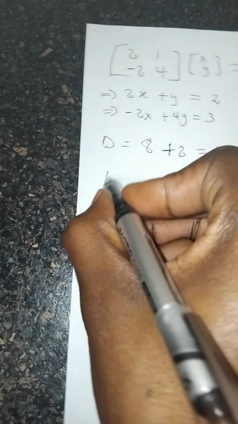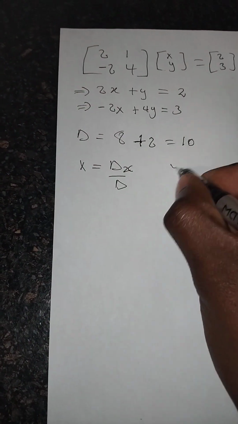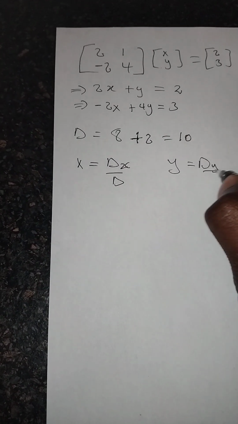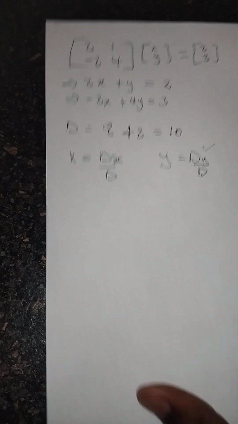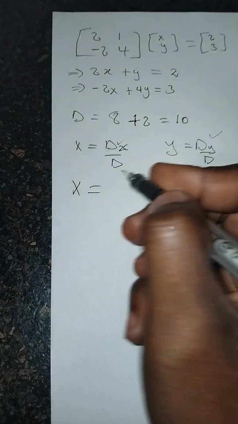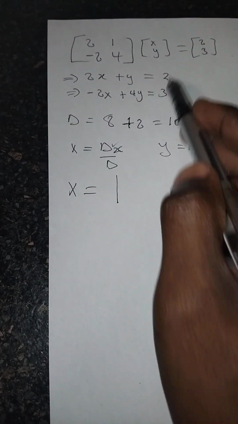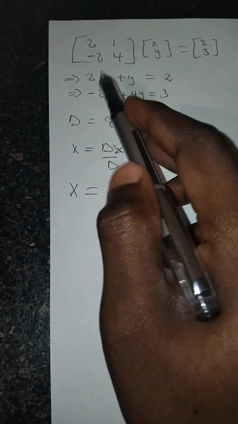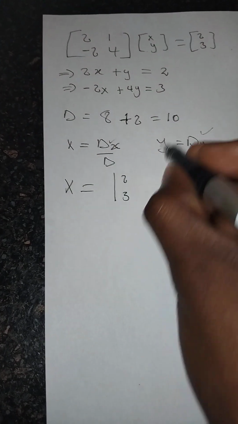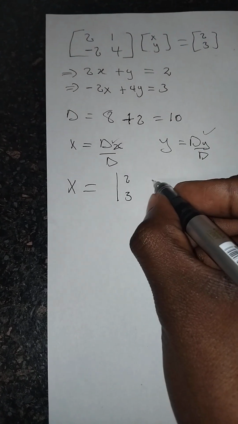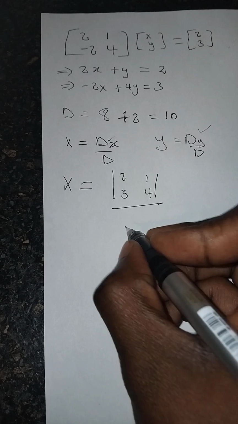Okay, so we know that x is given by dx over d, and y is given by dy over d, just like that. So we want to find dx and dy. So x is going to be, what is dx? We take the coefficients of y and this constant here, we exclude the coefficients of x. So that is going to be 2 3. According to that formula that we did, we start with 2 3, then it goes to 1 4, just like that. Then it's going to be divided by d, which we already found to be 10.